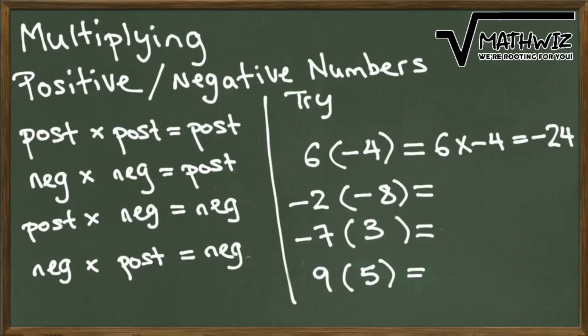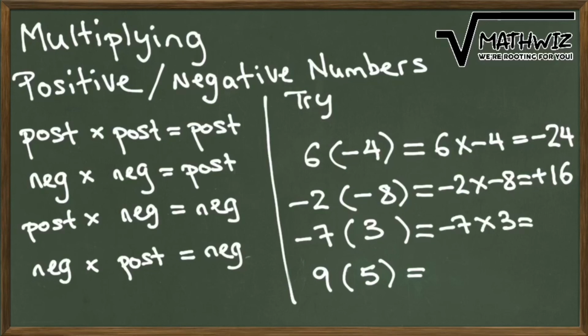We then have minus 2 open bracket minus 8, or negative 2 times negative 8. And remember, we use the word minus and negative interchangeably. Okay, so we have negative 2 times negative 8, and negative times a negative is a positive, and 2 times 8 is 16. We then have minus 7 open bracket 3, so that's going to be minus 7 times positive 3. And a negative times a positive is also a negative, and 7 times 3 is 21.